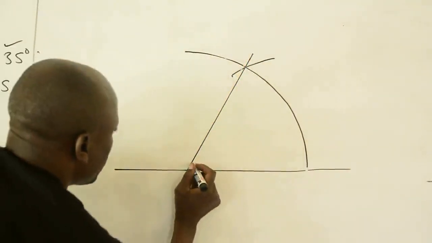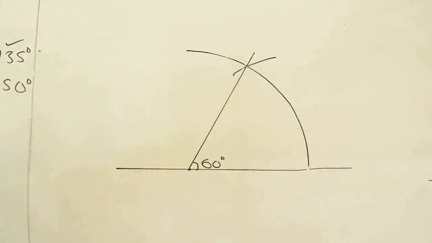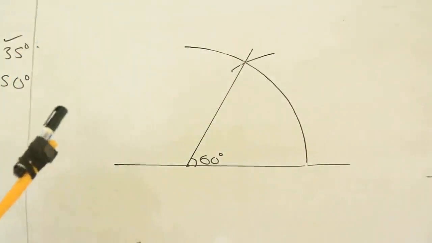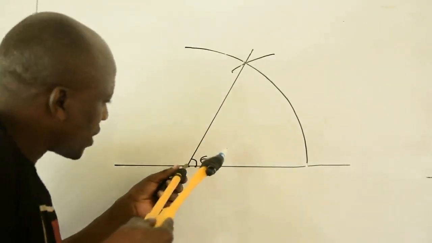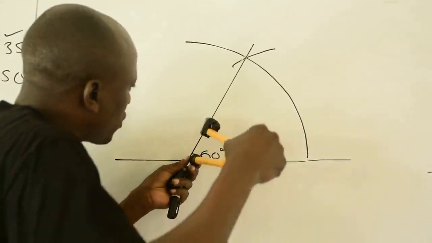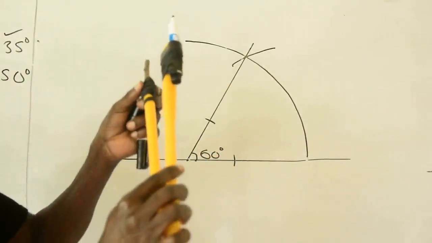Now, this is angle 60. We need to bisect this angle because we are interested in angle 30 degrees. To bisect angle 60, place your compass at this point, cut an arc on this side, then cut an arc on this side. Extend the radius of your compass just a little.